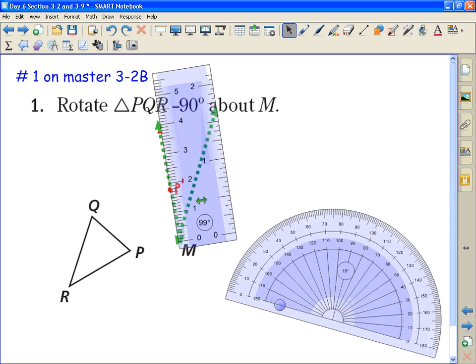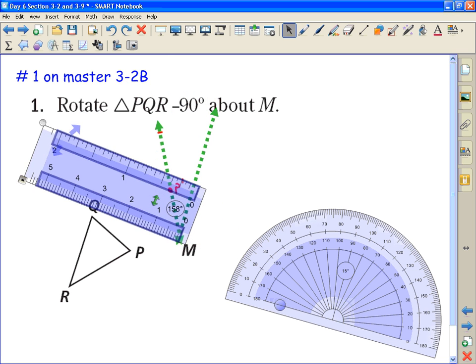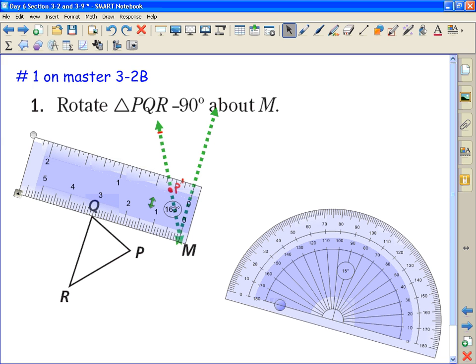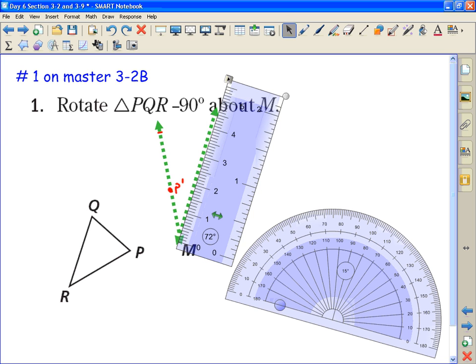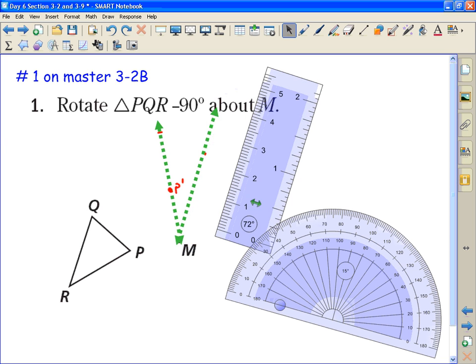So I'm going to place my ruler on M. Measure Q, I've got 3.1 centimeters. Therefore, my point is going to be 3.1 centimeters away. Make a dot there. Make it here a little bigger so you can see it. That's my point Q primed.